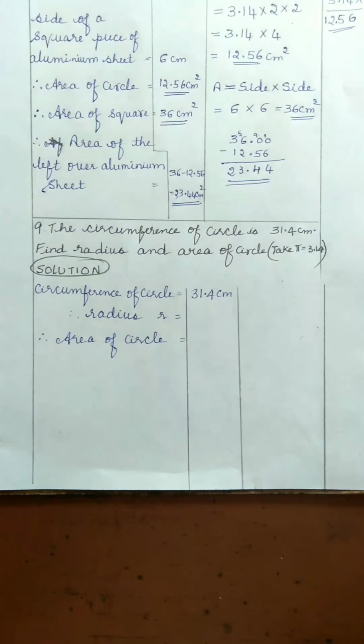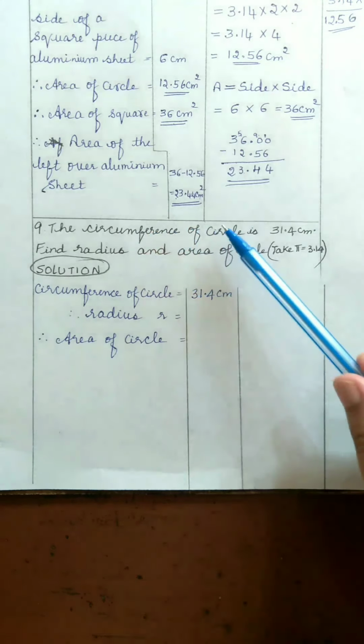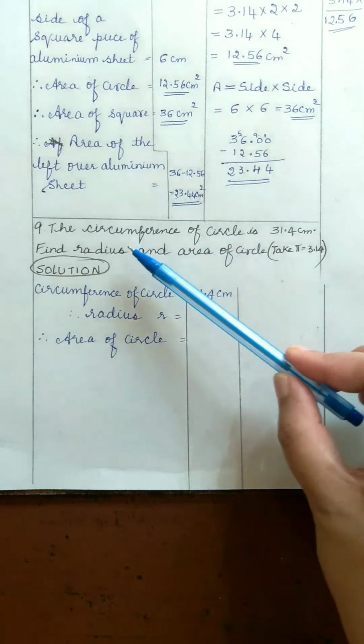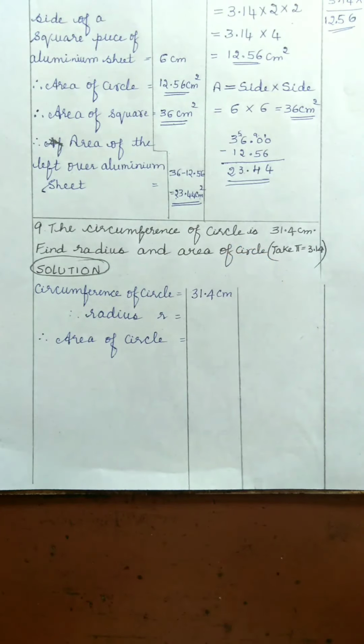Now we shall move on to the 9th problem, children, in which they have given the circumference of a circle is 31.4 centimeter. Find the radius and the area of the circle. So we need to find out radius and area of the circle. We should take the value of pi, that is equal to 3.14.